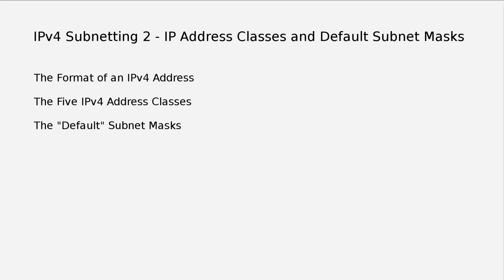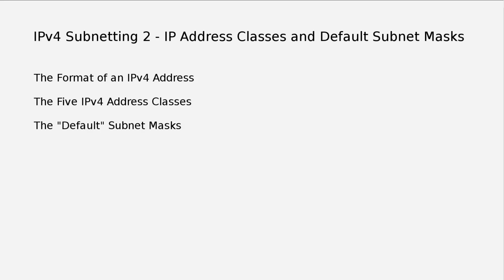In this video we're going to be looking at the IP address classes and also the default subnet masks. In order to do this, we'll start off with the format of an IPv4 address. That's both the way the computer sees it in binary and also the way that humans represent it in so-called dotted decimal. We'll move on to look at the 5 IPv4 address classes.